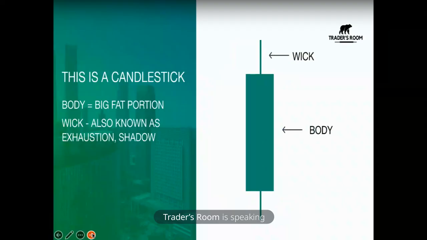Like I mentioned, the candle wick, the body, everything, the opening price, the closing price, the high, the low of that candle is a significant indicator in technical analysis. So you have to understand how it is used to make trade decisions. Now look at this. We have this candlestick here. The big fat portion is the body of the candle, and this is also known as the wick, exhaustion, shadow, or rejection, right?